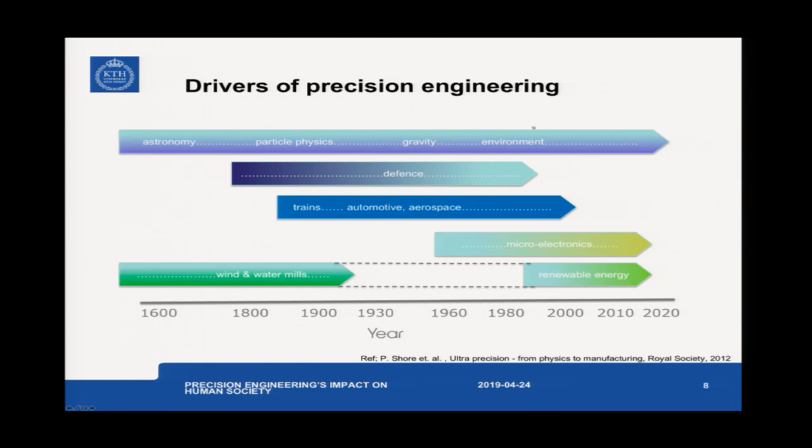And going towards where we are today, where we see a lot of sustainability issues, lower friction in machinery to have less fuel consumption and so on, as really high motivators for developing the field of precision and the different domain knowledges.